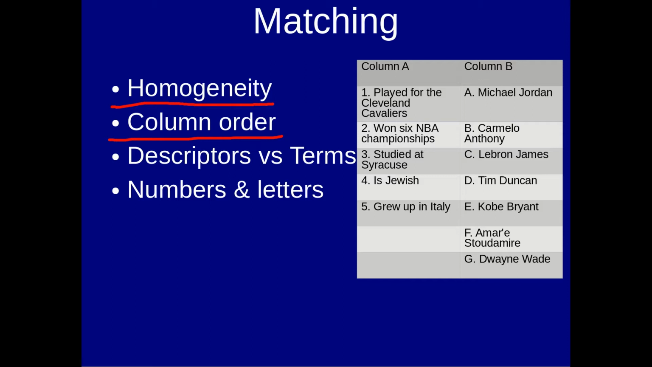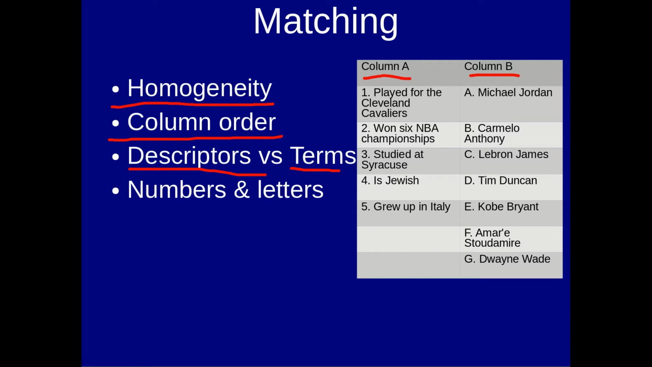Now, the other thing, I've already been using this term several times, is descriptors versus terms. So like I said, column A is describing the terms in column B. I don't need to go deeper into that because we've already discussed that quite a bit in detail. And lastly, you want to make sure that you, of course, number your descriptors and preferably that you give letters to your terms.